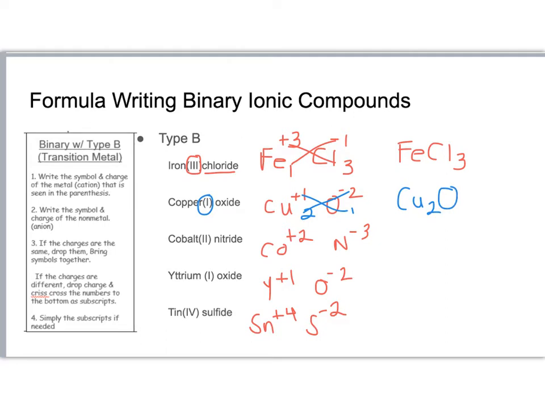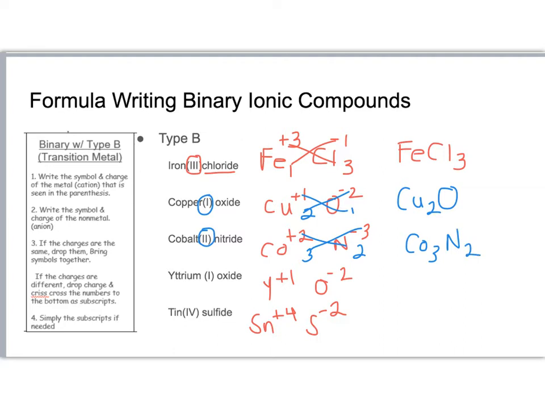In cobalt 2 nitride, cobalt's charge is +2. Its symbol is Co. Nitride is nitrogen and -3. The two charges are not the same. So once again, we're going to drop the charges. We're going to crisscross the numbers down. And we're going to write the ratio of 3 to 2.